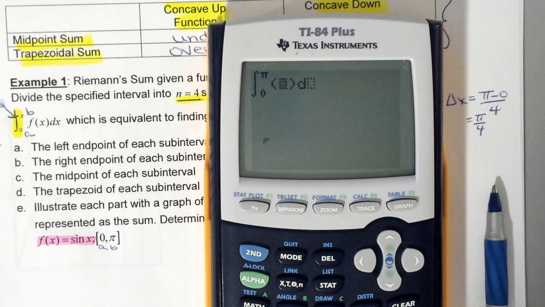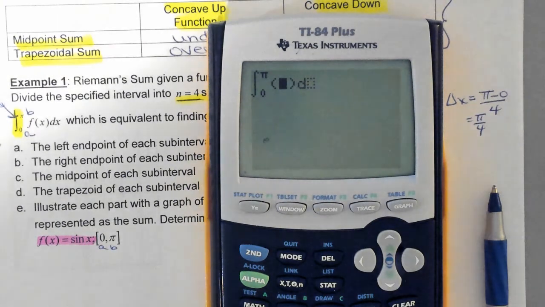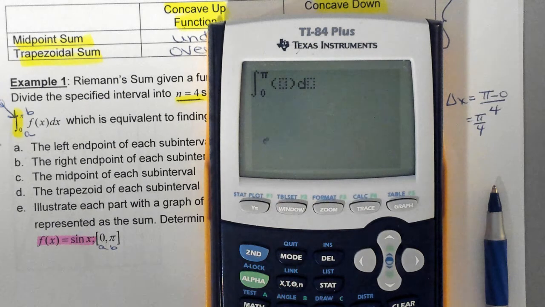When you are integrating, guys, we are actually given the derivative. We want to go backwards. We want to go to the original function. So this is why we have the sine of x dx.